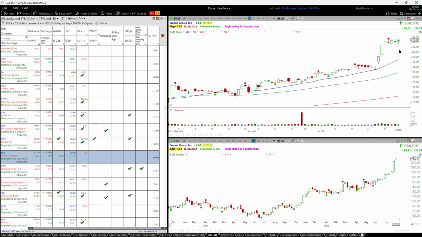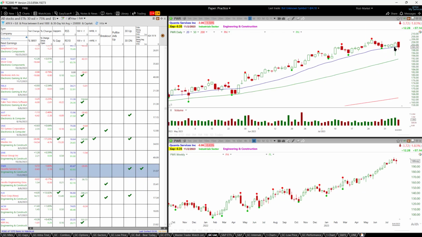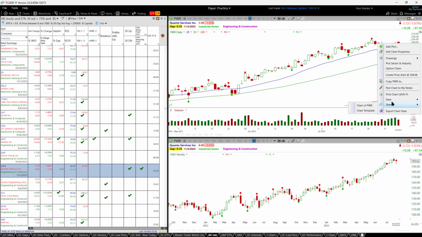It's not actionable. It's extended. I'm concerned now of a breakout failure, probably because of what's happening in the markets right now. This one has a nice bottoming tail bar. So this one I'm going to set an alert above that red bar's high.